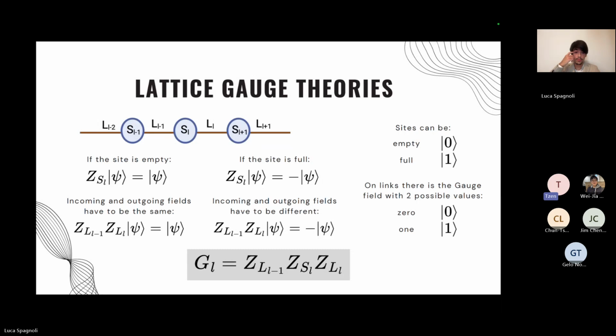Oh, I'm sorry. Can I ask a question? Yeah, sure. So Z sub S sub L is the sigma Z operator acting on site S_L. So what's Z sub L, Z sub big L sub small L? Sorry, I didn't explain the notation. Here I'm saying, okay, Z is the operator, as you said. S_L is the Lth site. L_L is the Lth link, because I'm labeling stuff with site L, link L, site L plus one, link L plus one, and so on. Okay, so you have spins on the sites S_L, S_L plus one. And do you have spins on the links? I don't understand.